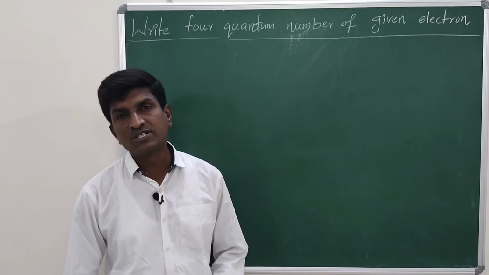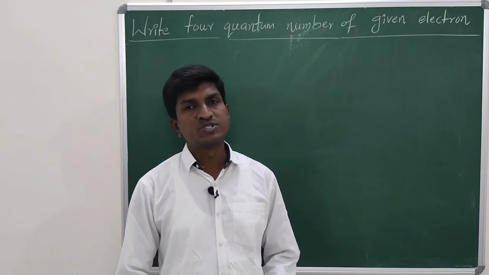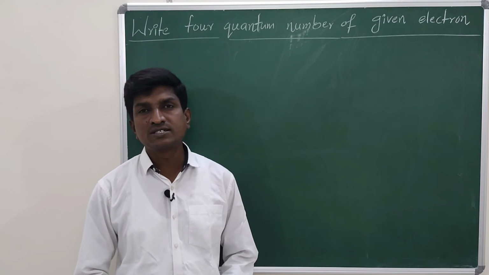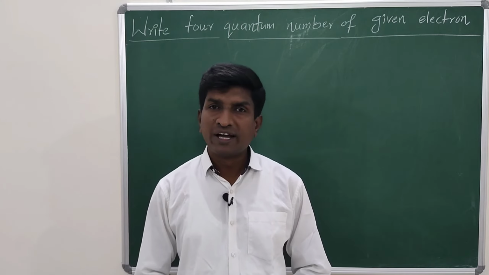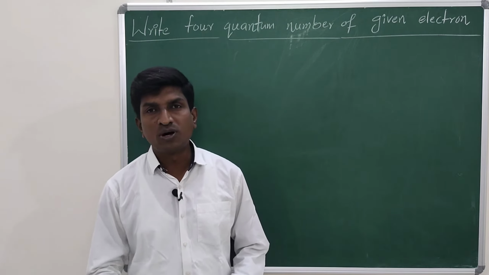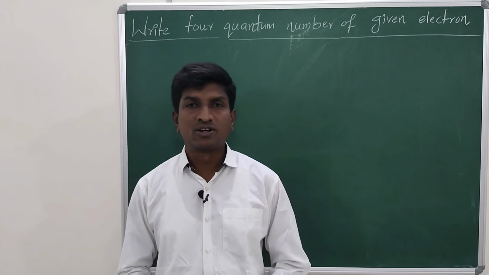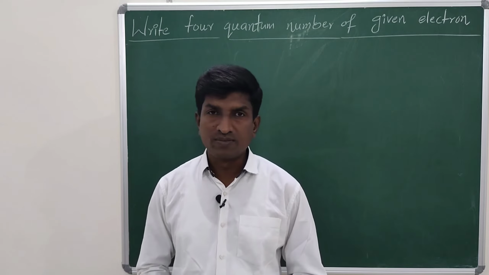So two spin numbers are allowed, so two electrons are filled in each subshell. The first electron has plus spin and the second electron has minus spin. Then how do we write these four quantum numbers for a given electron? Let us discuss this topic with a few examples.